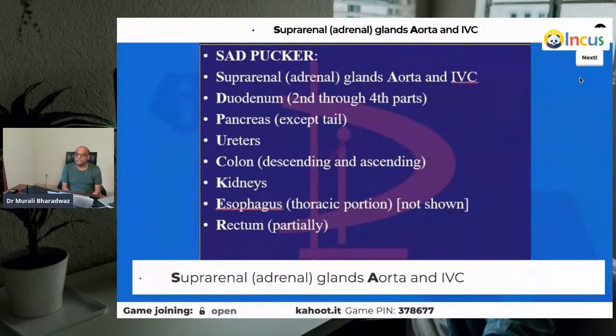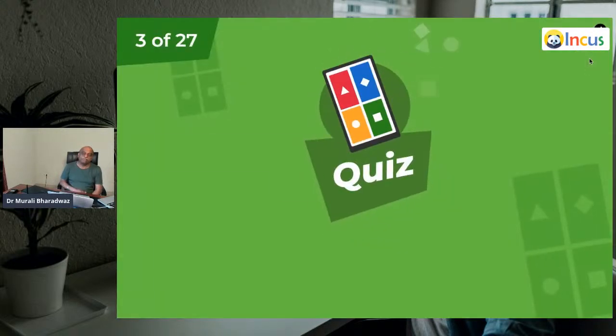A common mnemonic is SAD PUCKER. S for suprarenal glands, A for aorta and IVC, D for the second part, which is descending part, and the third and fourth parts, ascending part, of the duodenum. So second through fourth parts of duodenum. Pancreas is a retroperitoneal structure, but the tail of the pancreas is not. Ureters, colon, descending and ascending colon, and the kidneys, and the thoracic part of the esophagus and partially the rectum. They're all considered to be retroperitoneal structures. You should be 100% sure to remember for tomorrow's exam.